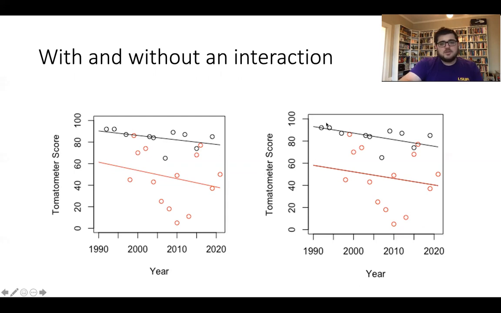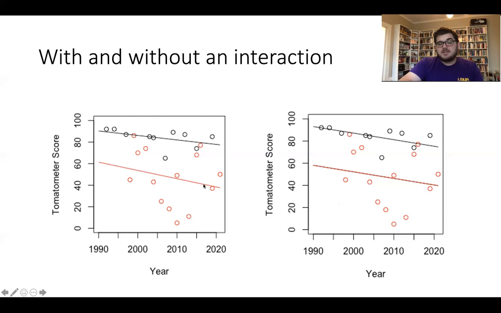So this is the original regression equation on the right where the two lines are parallel. When I add an interaction into the model, it ends up not being statistically significant. So over here on the left with the interaction added, the predictions don't actually look that different. I think the red line is the same. The black line may have changed a little bit.